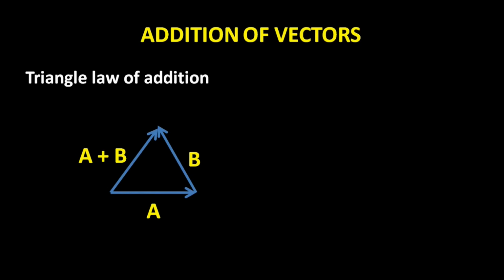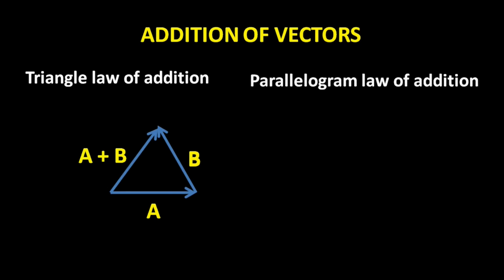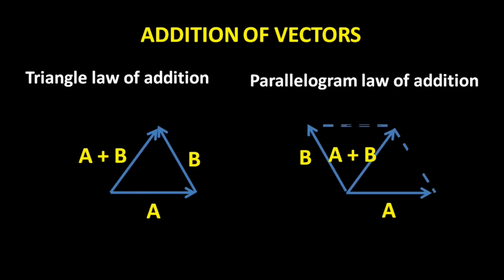The same rule may be stated in a slightly different way. We know a parallel translation of a vector does not bring about any change in it. Thus we have another law, that is the parallelogram law of addition. Here we draw two vectors A and B with both the tails coinciding. Taking these two as the adjacent sides, we complete the parallelogram. The diagonal through the common tails then gives the sum of these two vectors.